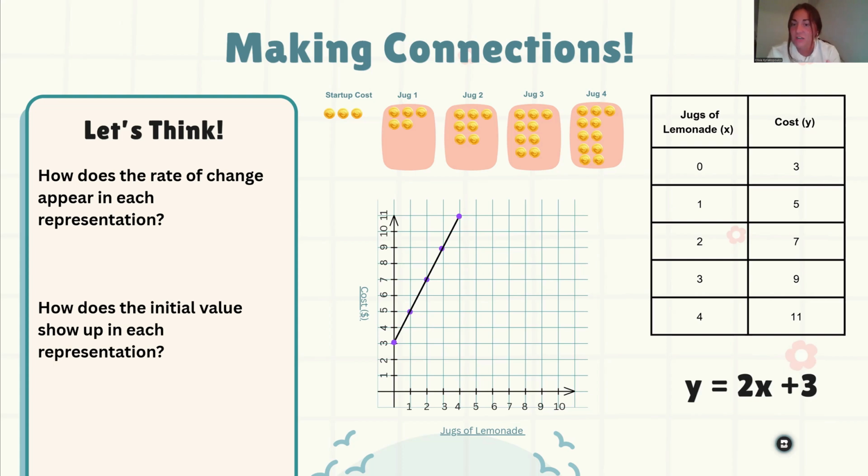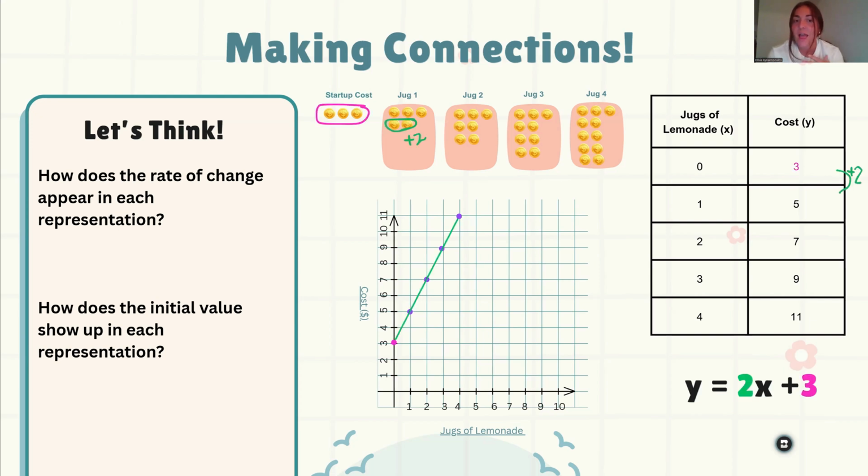What's the rate of change in each? And how do I pull it out? What's the initial value in each? And how do I pull it out? I want you to pause this video. I want you to think about it. For each, I want you to talk about what's the rate of change? What's the initial value? And how did you know that? How did you pick it out? Take a few seconds, pause the video, and then we'll talk about it on the next slide.